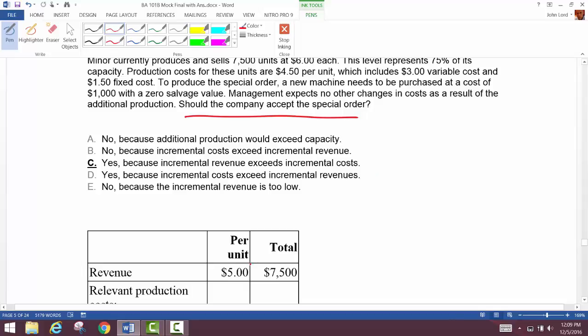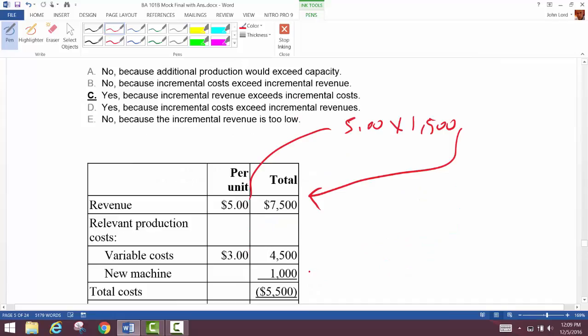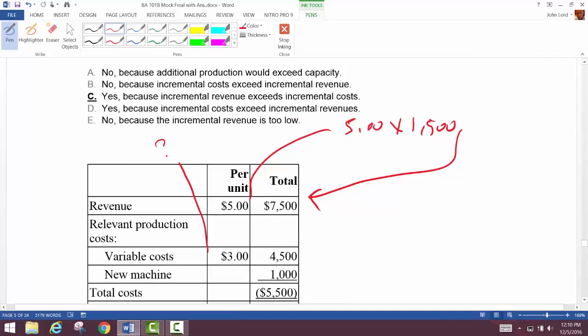Just to make it clear, 5 times what? The 1,500 units is where they got that 7,500. And then they're telling us that the additional cost is $3 per unit. That's obviously the $3 times the 1,500 units is where they got that.